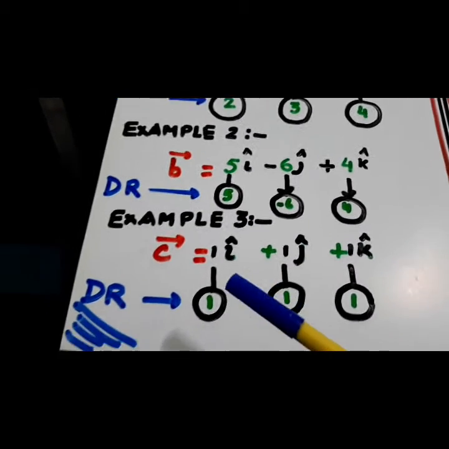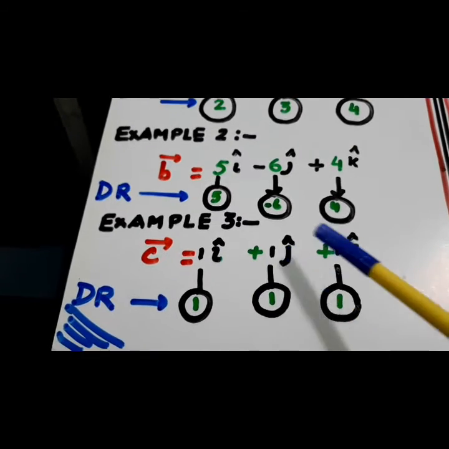Similarly, vector C is there. It is i plus j plus k.